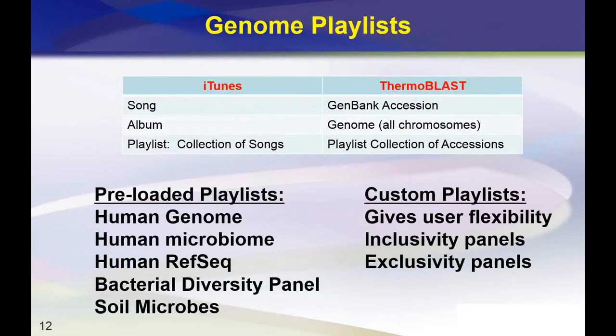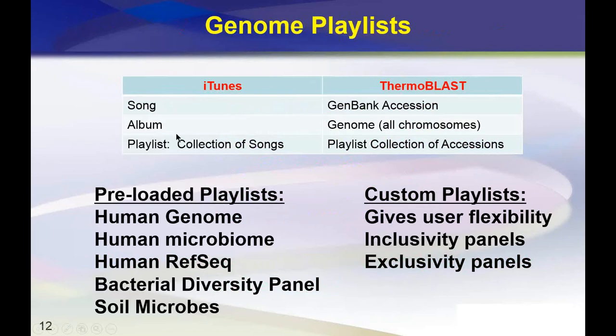All right, so let's talk a little bit about genome playlists and what that's about. The best analogy we could make is to compare ThermoBLAST to iTunes, which I think a lot of people are familiar with. In iTunes, the smallest unit of songs that you can get is a single song. For us, in ThermoBLAST, the equivalent would be a single GenBank accession, which contains a single DNA or RNA sequence. A small collection of songs in iTunes would be called an album. In ThermoBLAST, a small collection would be like a genome, for example, combining all the sequences found in the chromosomes. A human genome has 22 autosomes and an X and Y chromosome. So the combination of all of those is a small playlist that we would call a genome.